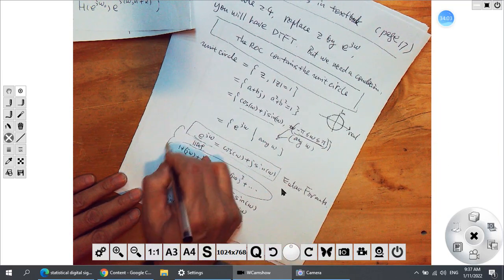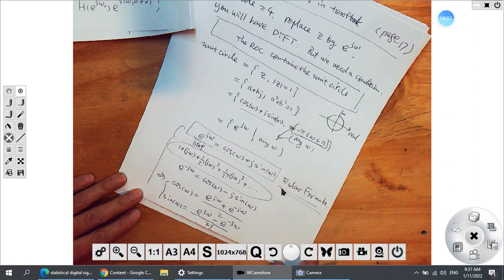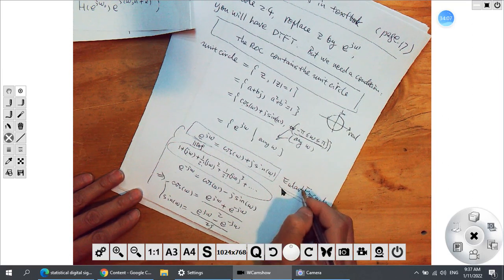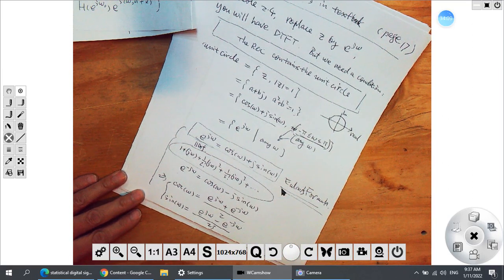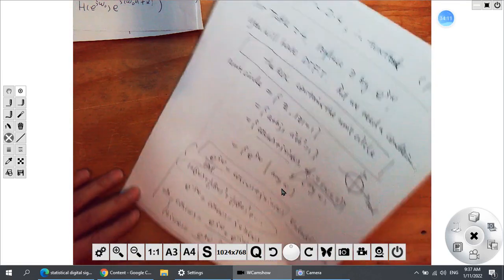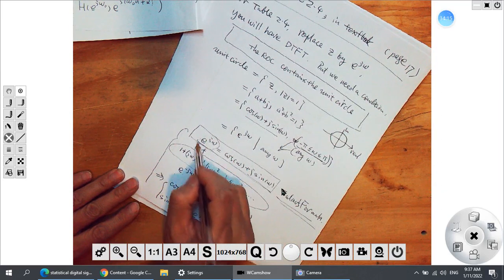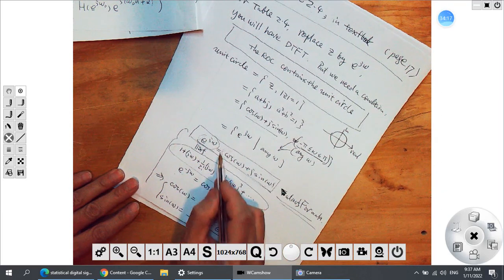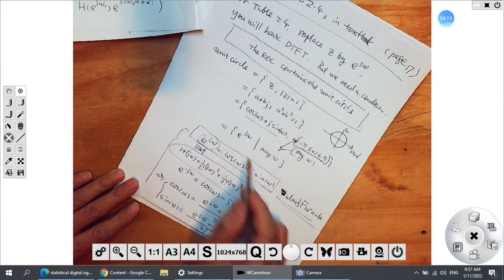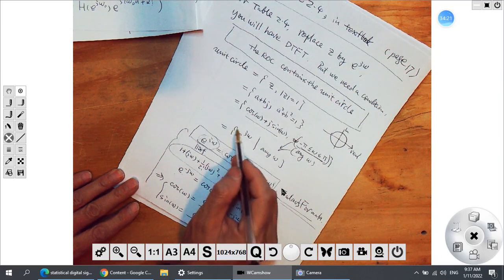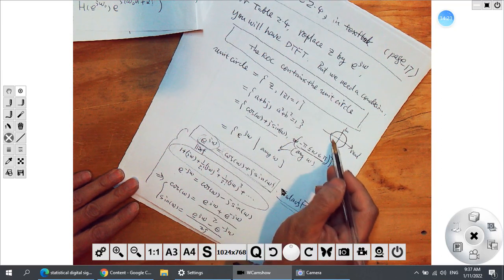All of these belong to Euler. Euler's formula. And we know all of these are related to each other. Put them together and it is just the unit circle.